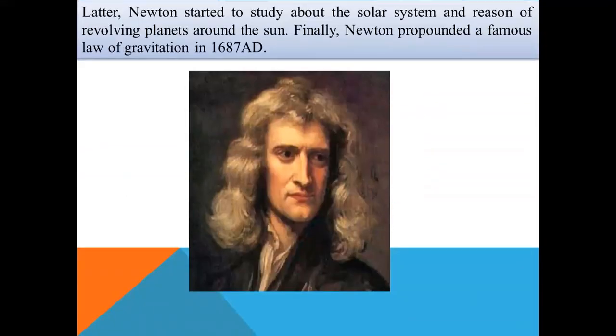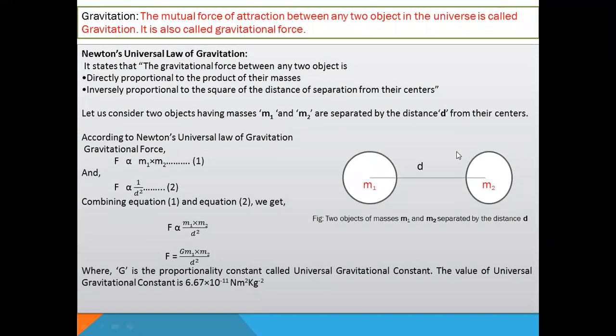Later, Newton started to study the solar system and the reason planets revolve around the sun. Finally, Newton propounded the famous law of gravitation in 1687 AD. Now, let's go to our point, gravitation. What is gravitation then? Gravitation is the mutual force of attraction between any two objects in this universe.